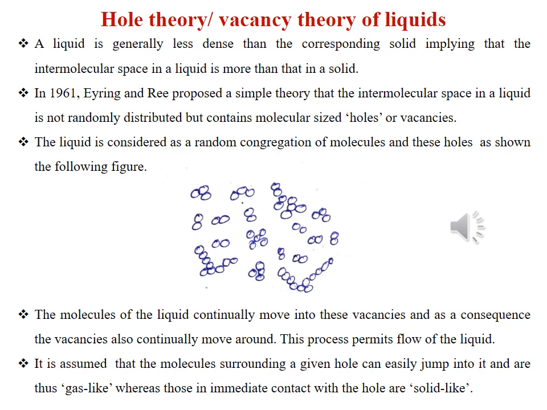The qualitative treatment of the structure of a liquid is based on the hole theory or vacancy theory of liquids. In 1961, Irving and Rhee proposed this simple theory that the intermolecular space in a liquid is not randomly distributed, but contains some molecular-sized holes or vacancies. A liquid is considered a random congregation of molecules, and these holes are as shown in the following figure.